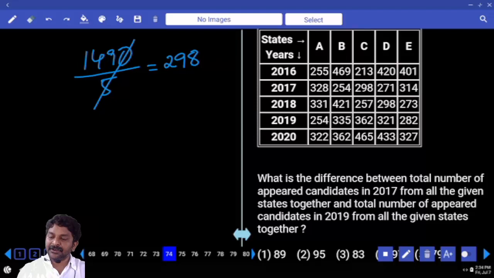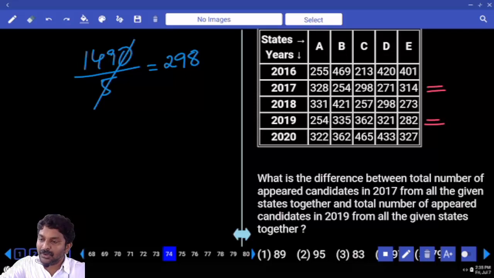What is the difference between the total number of appeared candidates in 2017 from all the given states together and the total number of appeared candidates in 2019 from all the given states together? 2017 values, 2019 values, both you need to add and see the difference. Yes or no?